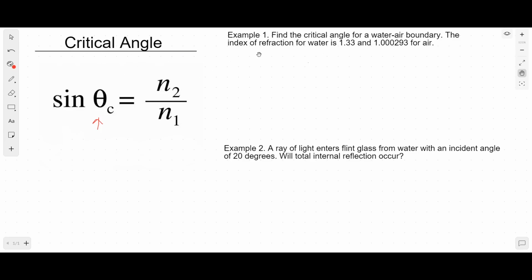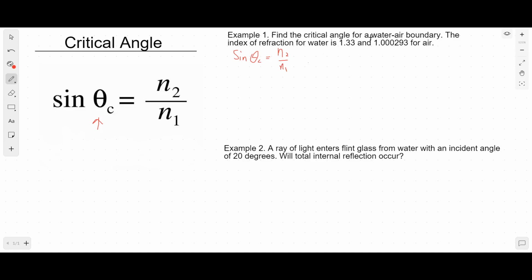Now there are two examples here, and I want to solve them both. First example is find the critical angle for a water-air boundary. The index of refraction for water is 1.33 and 1.00293 for air. So they want to know what is the critical angle for this boundary. Anytime you're asked about critical angle, you already know it's total internal reflection, and they want to find theta c. So just writing down the equation, sine theta c equals n2 over n1.